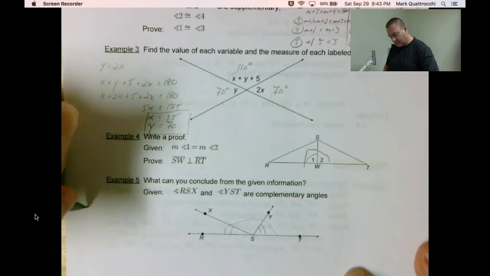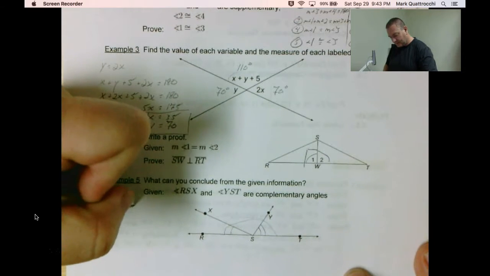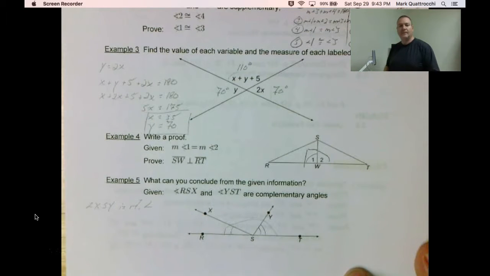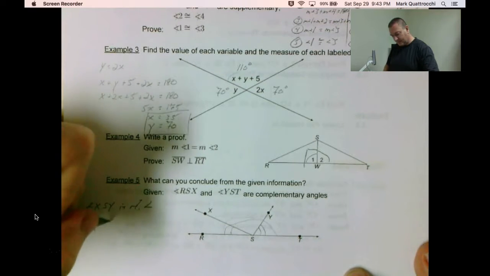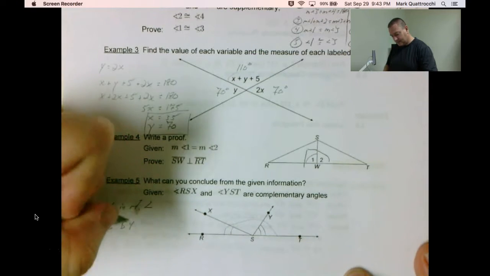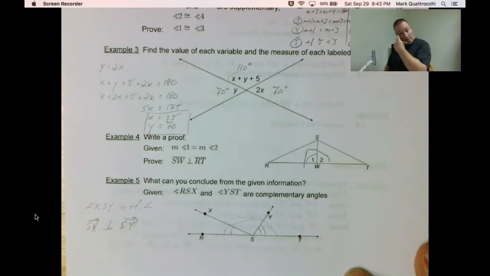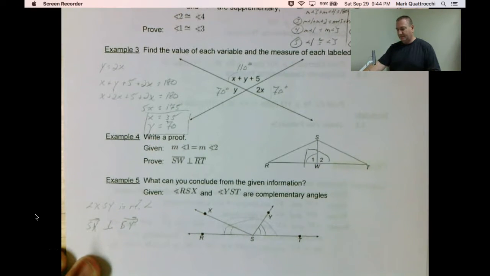Therefore, I can conclude angle XSY is a right angle. If angle XSY is a right angle, then ray SX has to be perpendicular to ray SY. SX is perpendicular to SY. So that's example 5. Example 6.